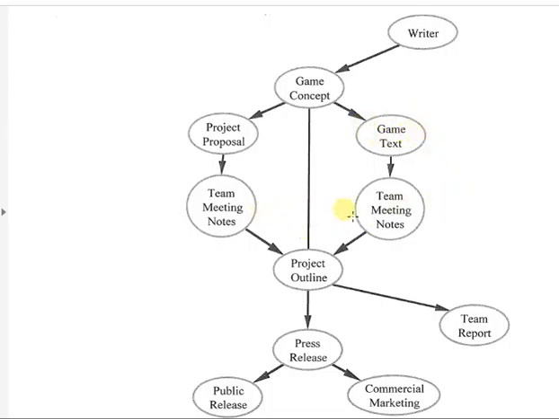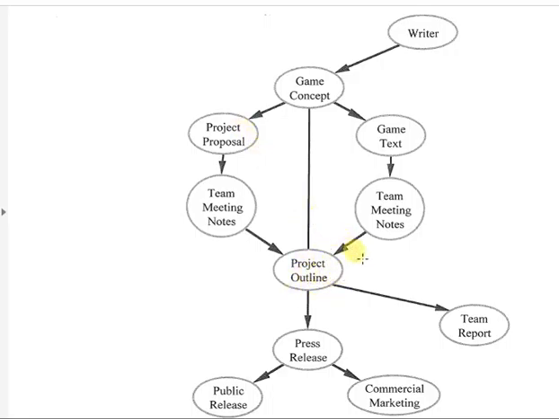And again, the meeting notes can be combined into one Word document that just covers your general meeting notes, but there should be notes about both your game text and your project proposal. So you're going to use your team meeting notes, your game text, your project proposal, and your game concept. All these things are going to combine to make what you call your project outline. So that's going to cover everything.